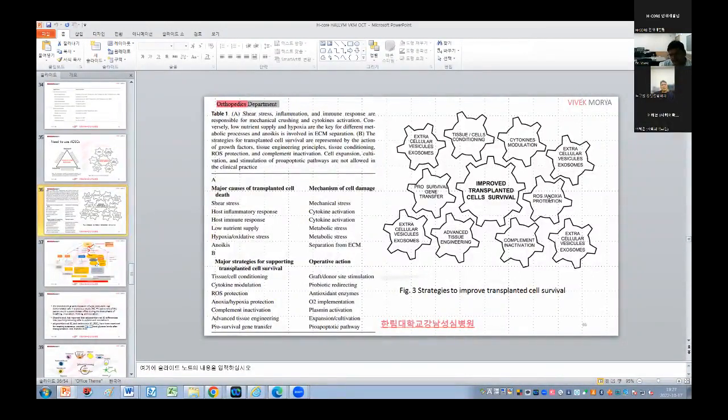Then ROS: as we already saw in my first presentation, ROS is very important for inducing apoptosis, or cell death. So ROS management is another phenomenon. Then the extracellular vesicle can play a very important role, which I will talk about in the next lecture, and how it can help the stem cell. It must give a specific type of cell line at the applied area. Another thing is that complement inactivation should be there.